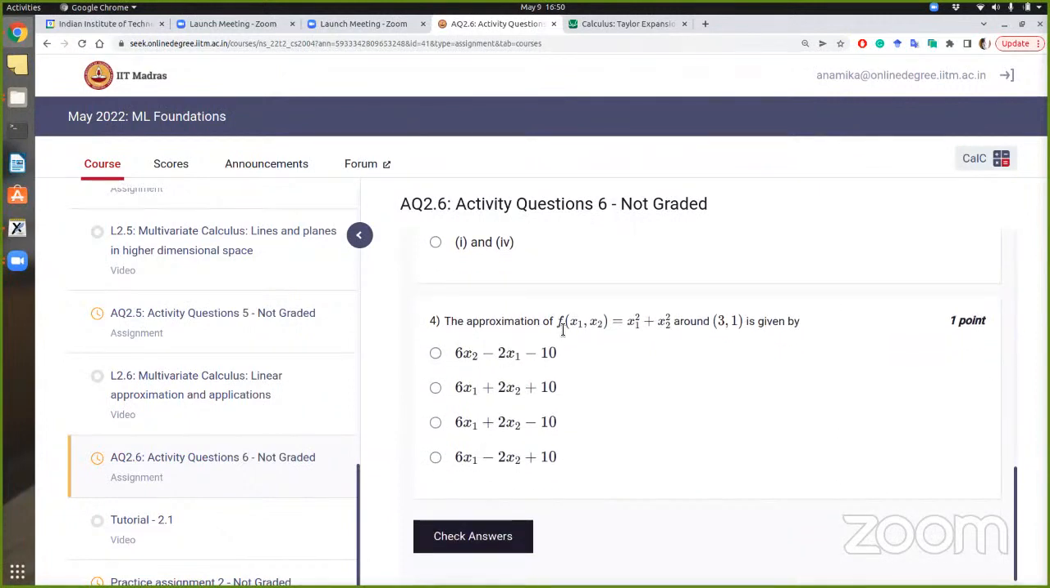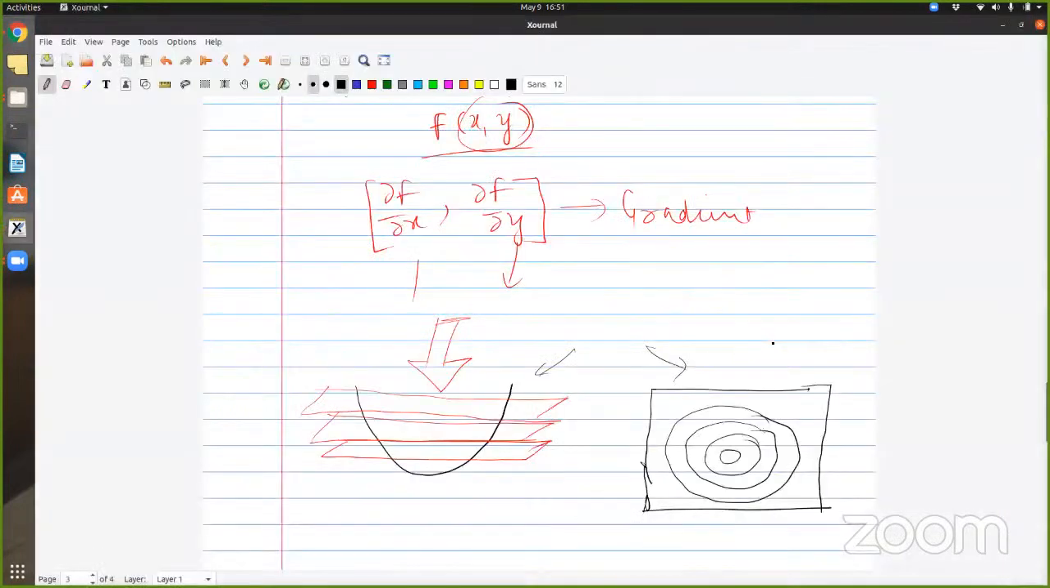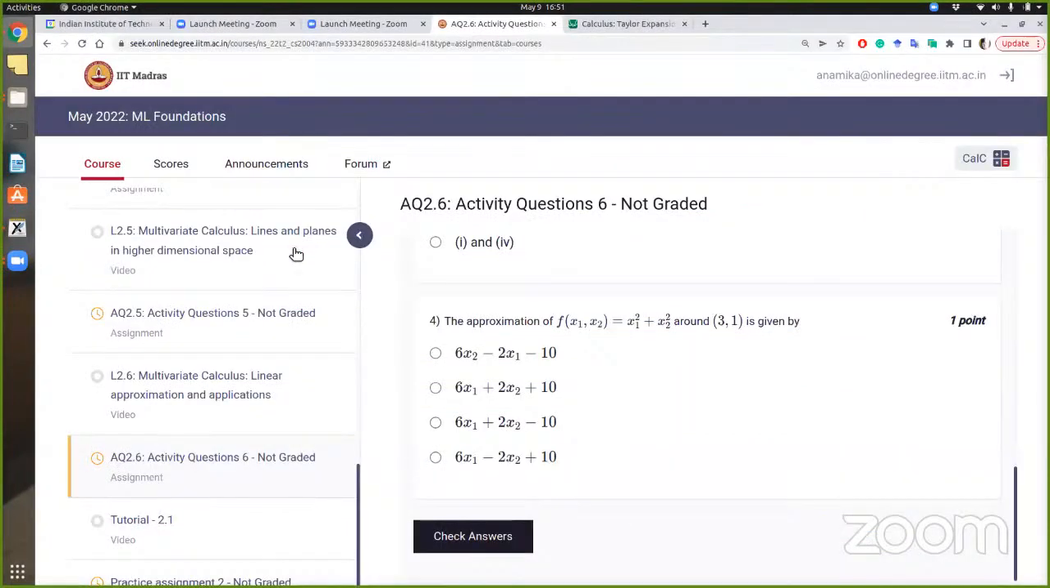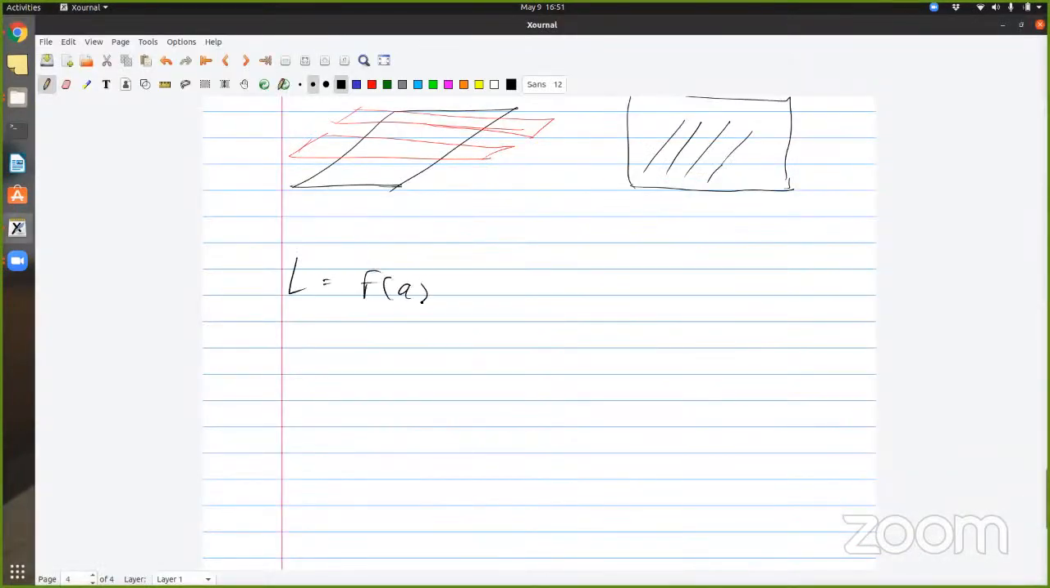Next one, the approximation of f of x1 comma x2. What is the equation of linear approximation? Can somebody tell, if you went through the lecture videos? It's f of a plus f dash a into x minus a. Yeah. So shall I solve it? Linear approximation is what we want, right? Linear approximation is equal to f of a plus f dash a into x minus a, correct?